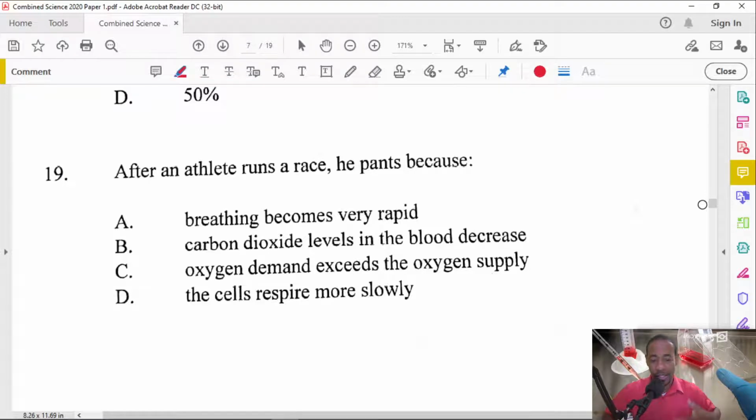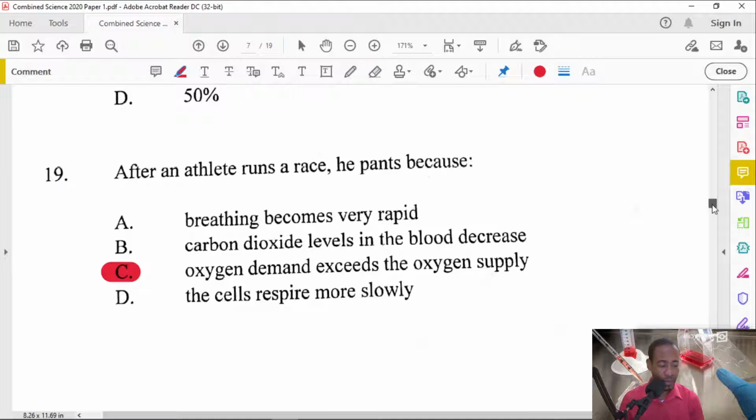He's going to take in a lot of oxygen. And so here now, it says that carbon dioxide levels in the blood decrease. No. Oxygen demand exceeds the oxygen supply, because remember, because he's running so much, oxygen is used up for respiration. So it requires much more oxygen in. So we need to think about this. So oxygen demand exceeds what is being supplied. So he pants to take in much more oxygen.